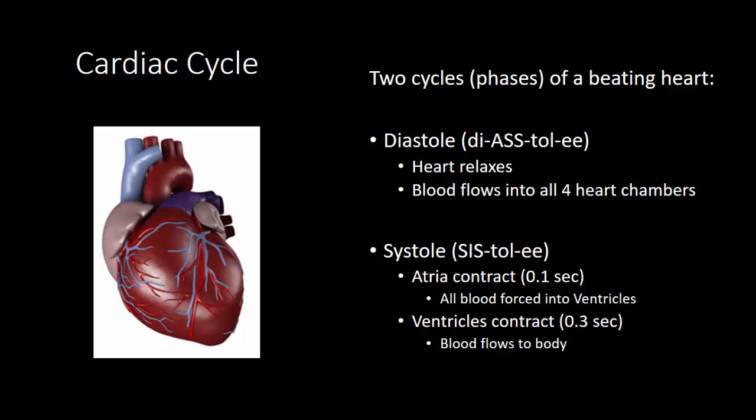First, the atria, both right and left, will contract, forcing all blood into the ventricles. This only takes about 1/10 of a second. Then both ventricles will contract, sending blood to either the lungs or to the body organs. This second stage of systole needs to be a stronger contraction since the heart is sending blood a longer distance. Therefore, the ventricles take about 3/10 of a second to contract.